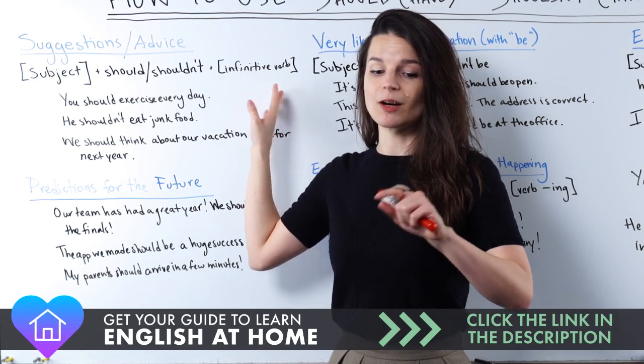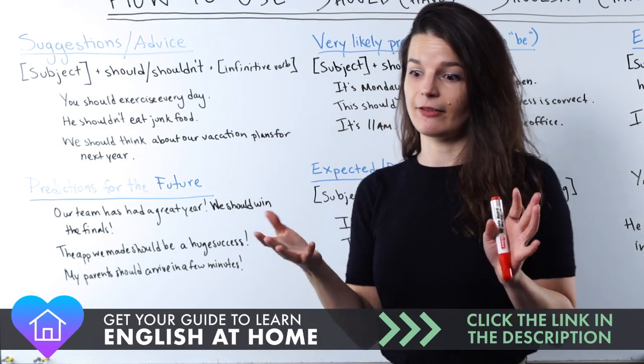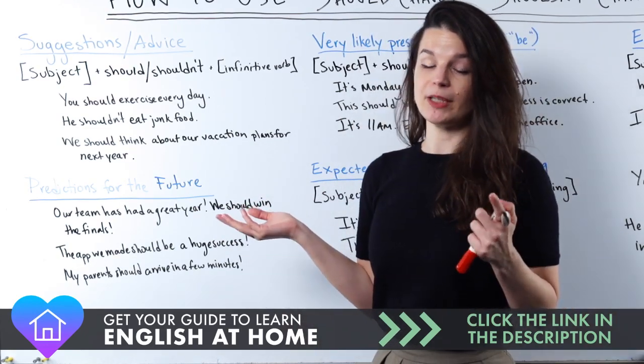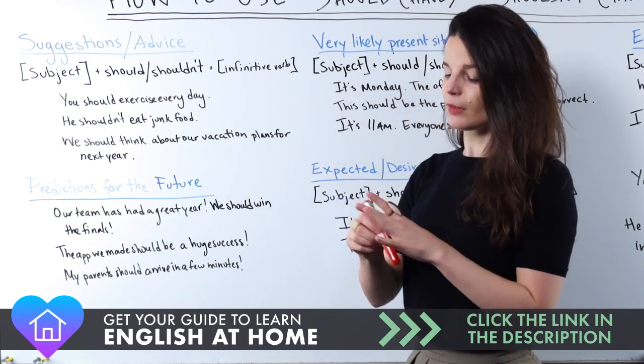A reminder, the infinitive form of a verb is like the dictionary form. It's the form when you open the dictionary, when you check the dictionary. That's the form of the verb that you see. This is the infinitive form.